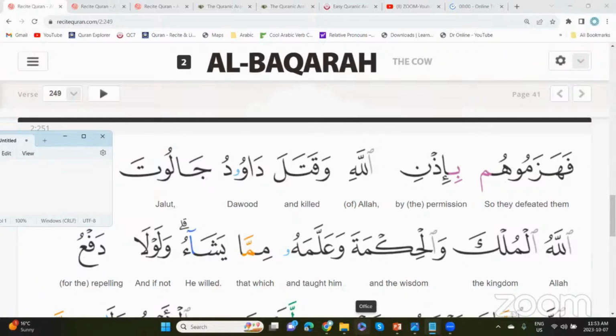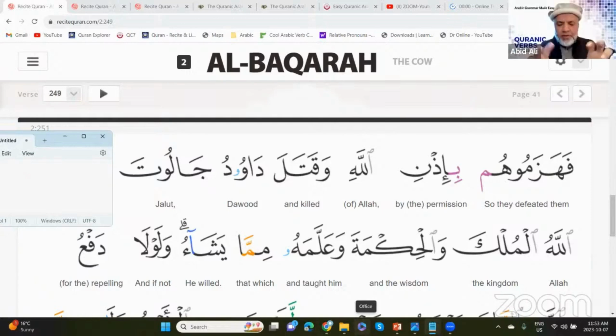It will reverse the meaning. Jalut killed Dawood. One at a time, so the rest of the people might not be able to understand. So instead of saying Daudu, if I say Dauda and change Jaluta into Jalutu, did I not say that Jalut killed Daud?